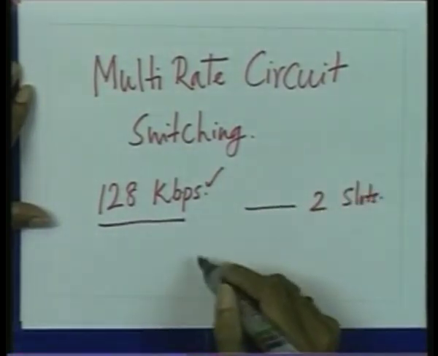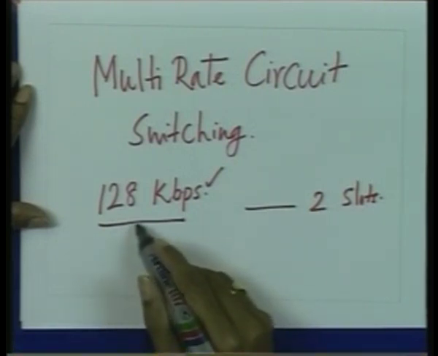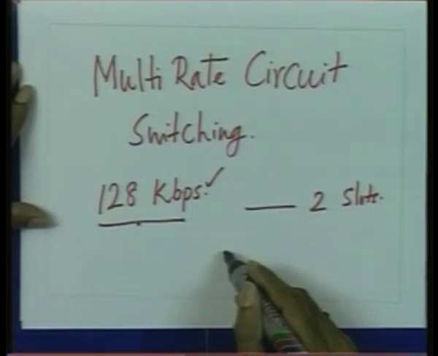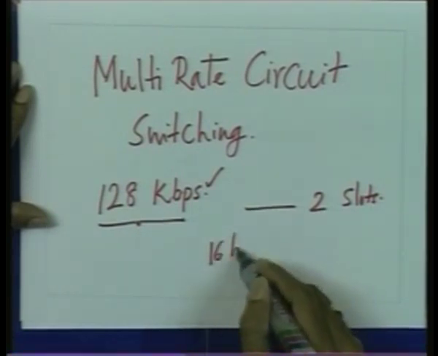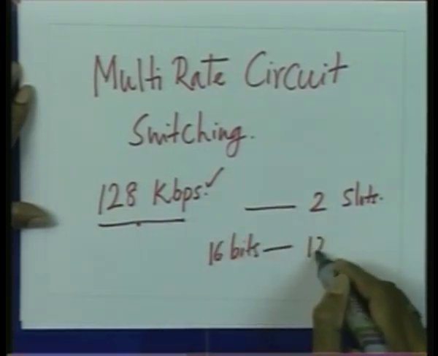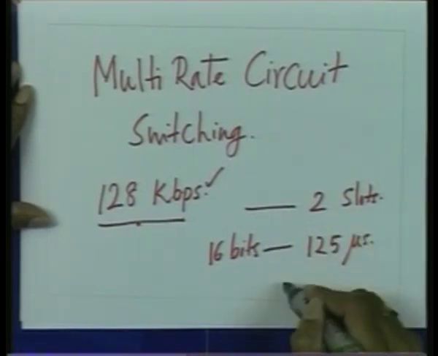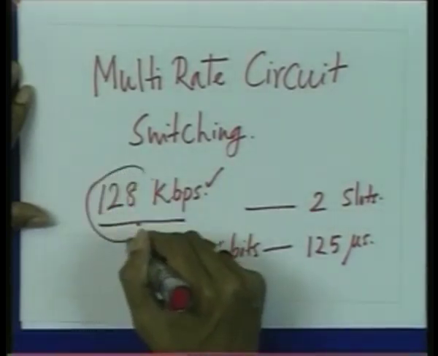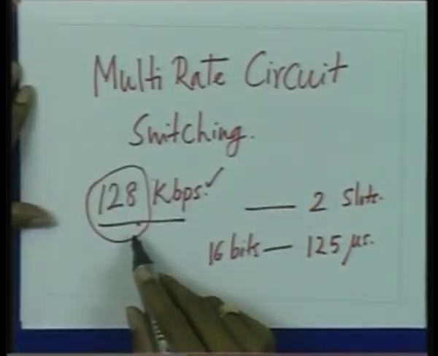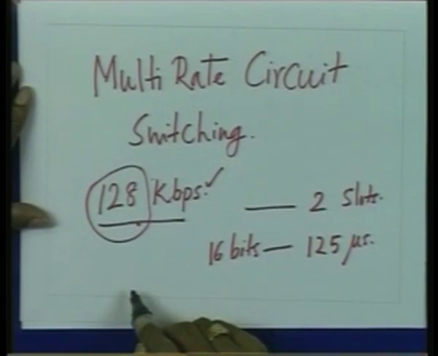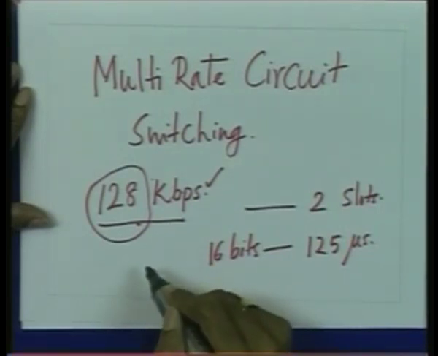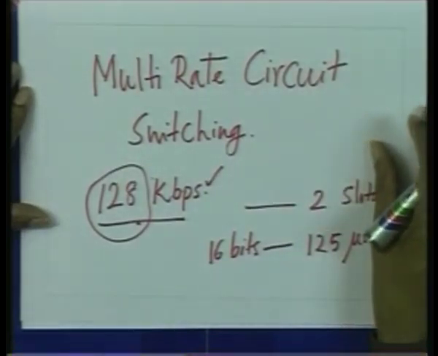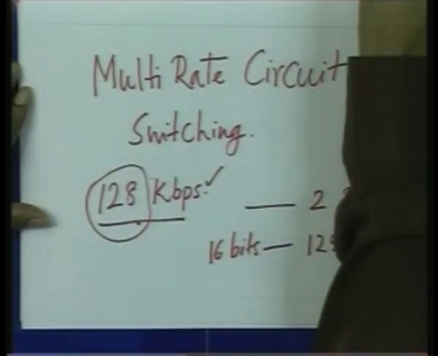As a result, a particular user who wants to transmit 128 kilobits per second will end up transmitting 16 bits in a duration of 125 microseconds. So if he transmits 16 bits in a duration of 125 microseconds, he gets the data rate of 128 kilobits per second, and we can as a result accommodate different users with different data rates.